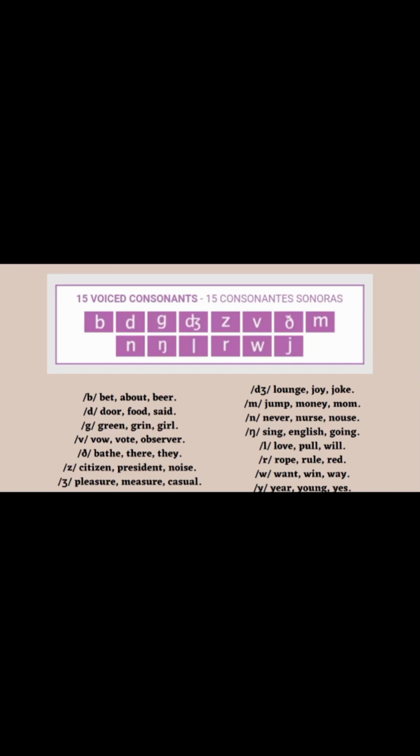The first one is B: bed, about, beer. And second, D: the door, food, set. Next, G: green, girl. Then V: vote, observer. And this, th: the.